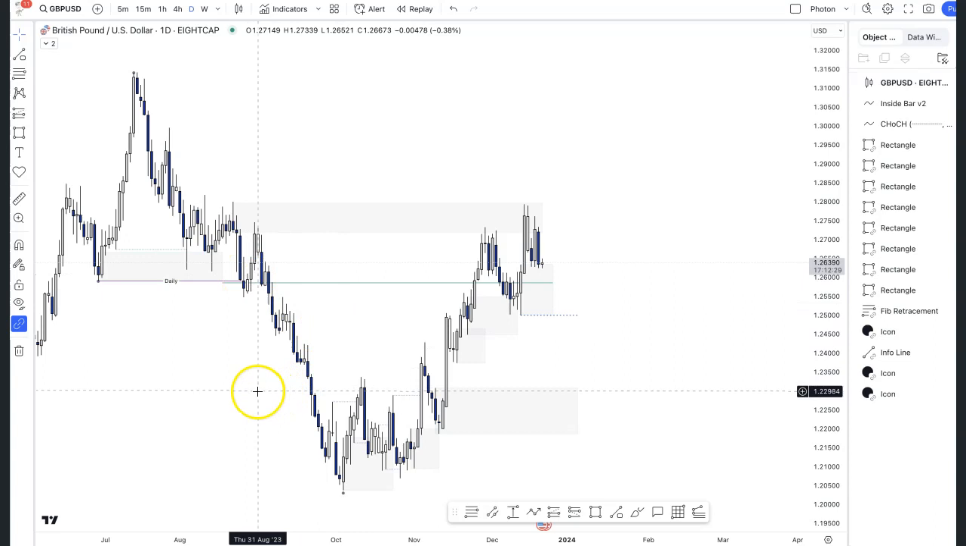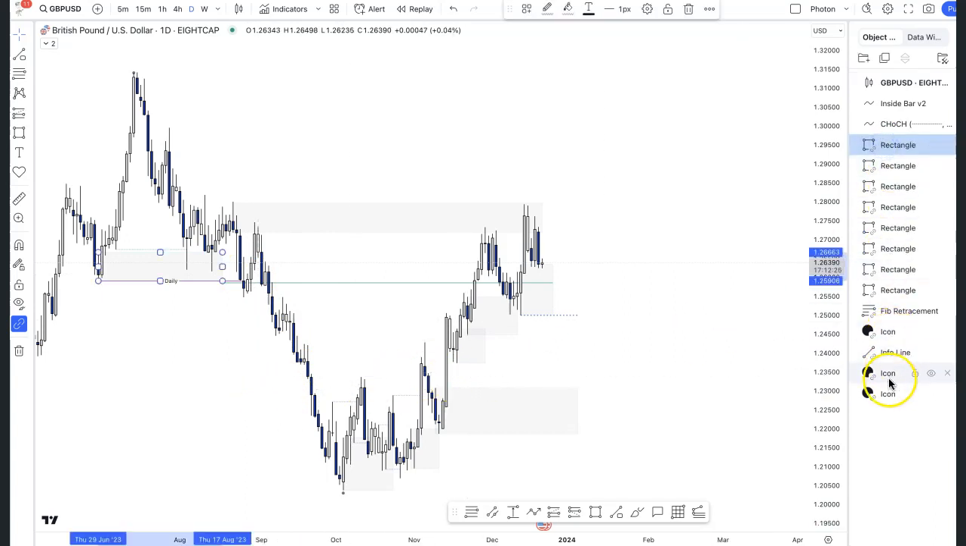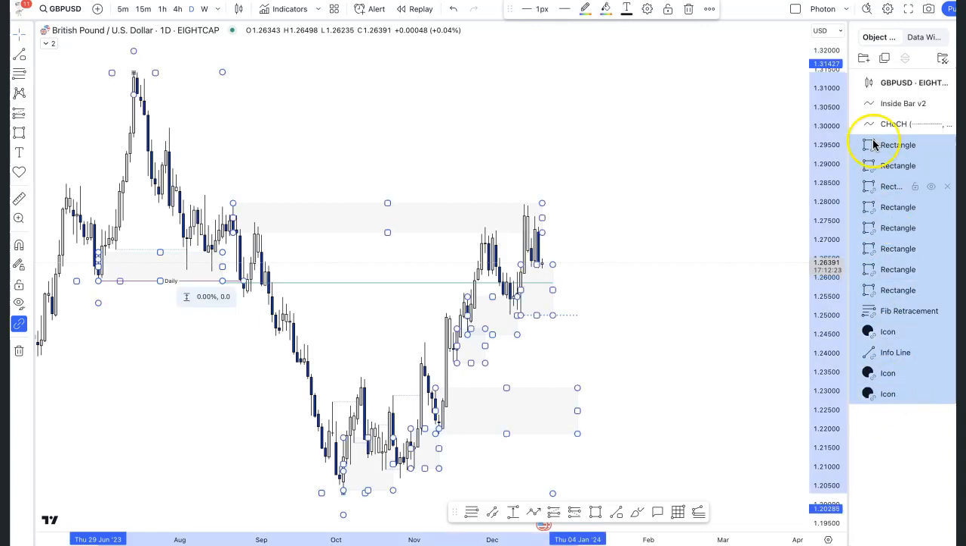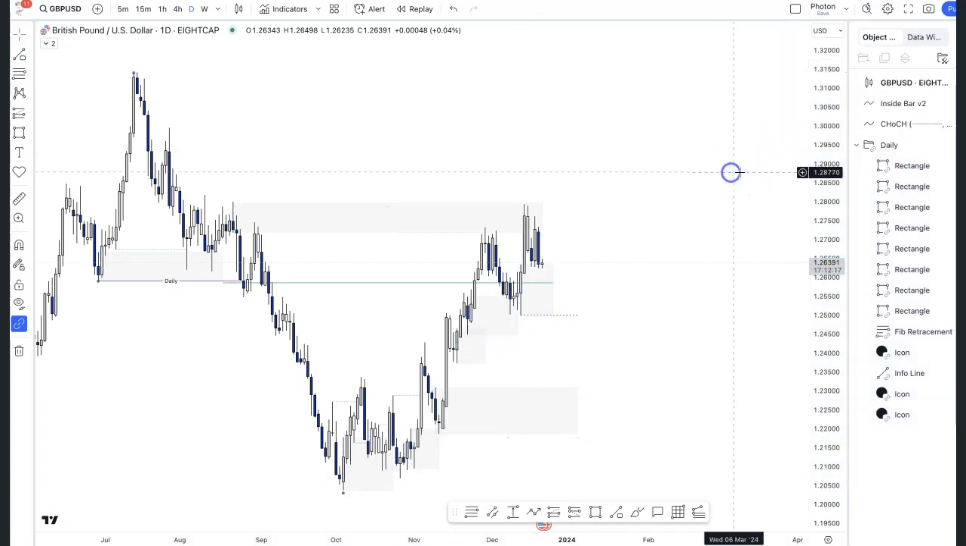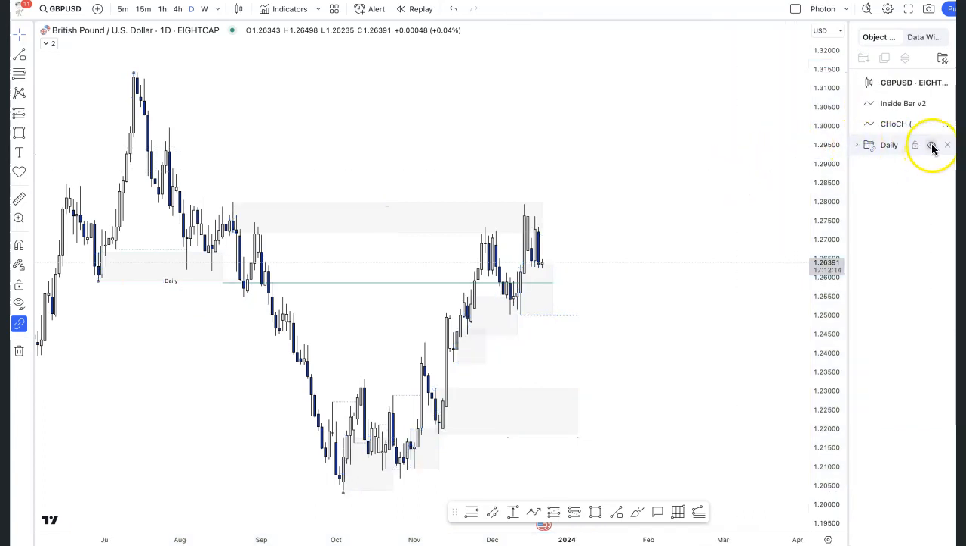So that's how I go about mapping structure. What I also do is, all these I tend to just group them together and call it my, say, daily. And the advantage is then I can just toggle them on and off. So this is as far as the daily is concerned. So we are internally bullish, although the swing structure is bearish. And then we kind of move on.